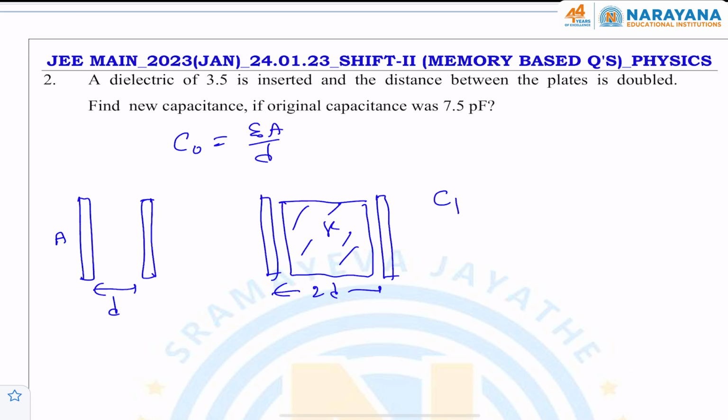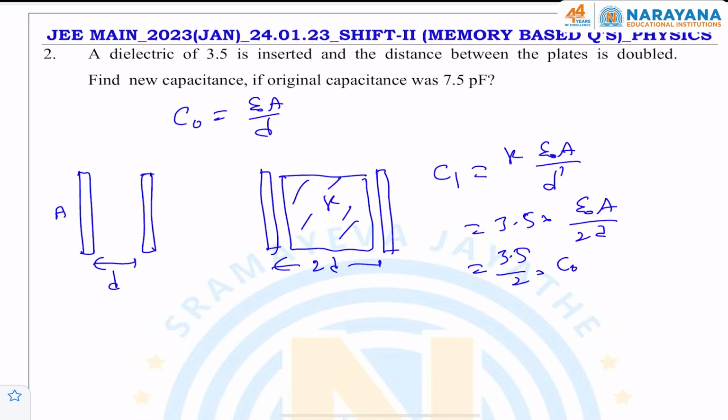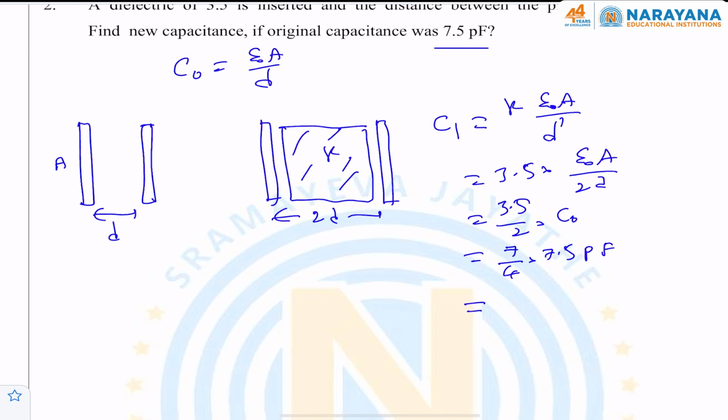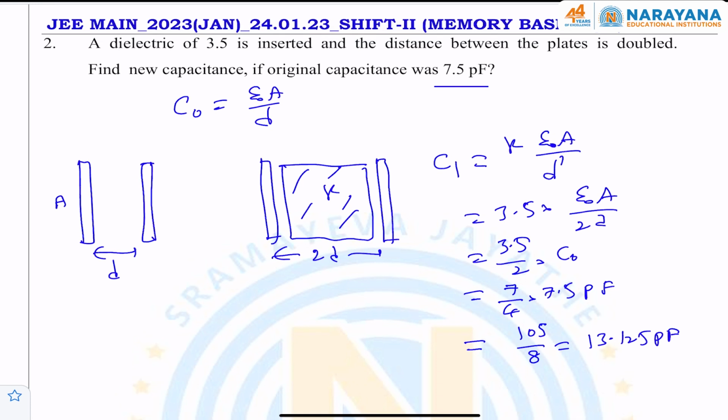Let us assume C1 is the capacitance in this case. It can be written as K times epsilon naught A by D prime. K is given as 3.5, and D prime is 2D. So it is 3.5 by 2 into epsilon naught A by D, which is C0, given as 7.5 picofarad. So it is 7 by 4 into 7.5 picofarad, which comes out to be 105 by 8. It is 13.125 picofarad. So this is one possibility.